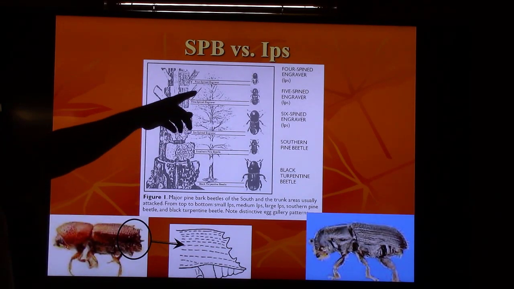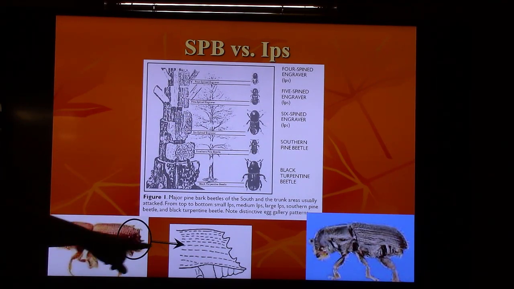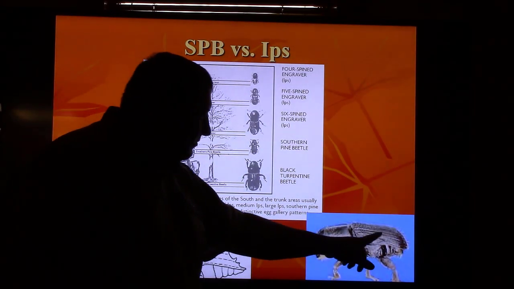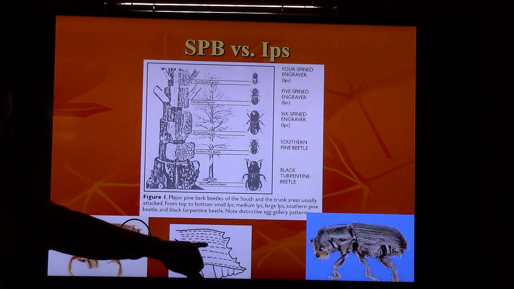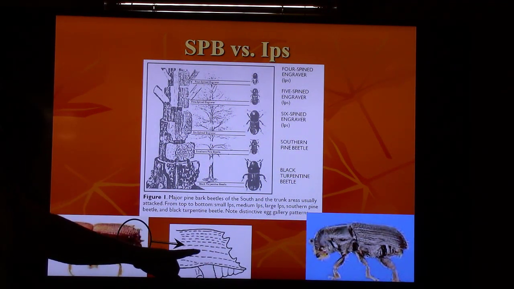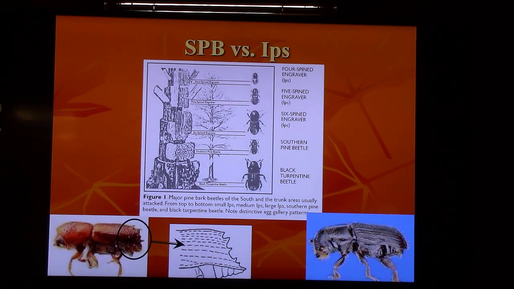So why are they called the 4, 5, and 6 spine? Well, this is the southern pine bark beetle. Their back end is rounded. The Ips beetles, their back end is concave, and how many spines are on it? They didn't put a whole lot of thought into naming them. They made it easy.